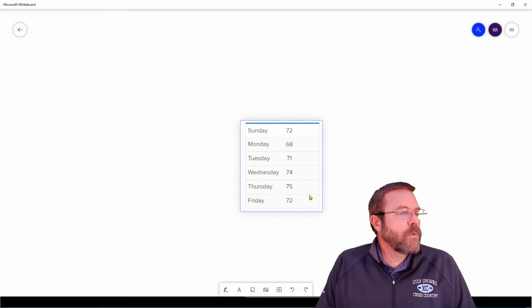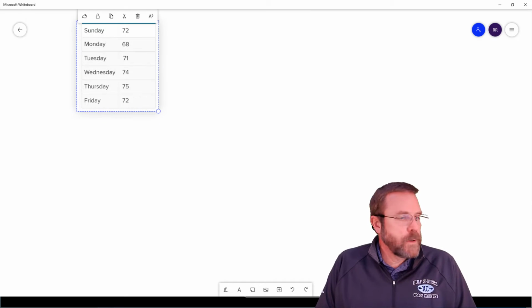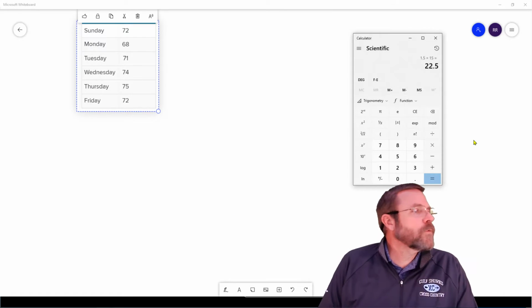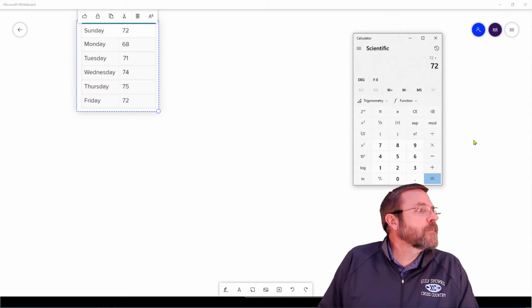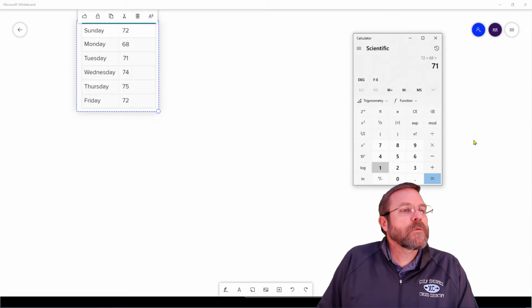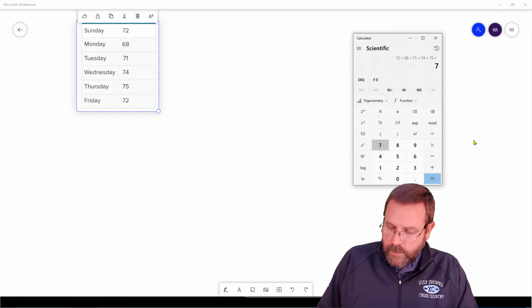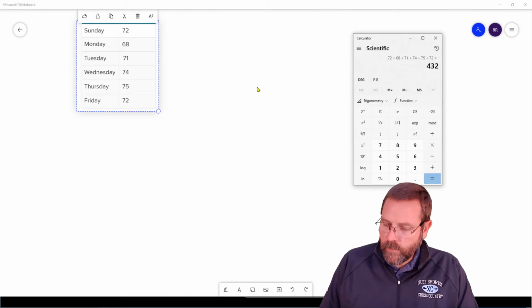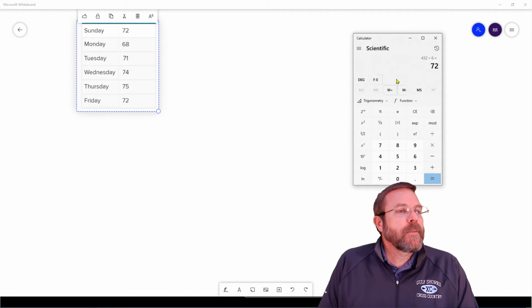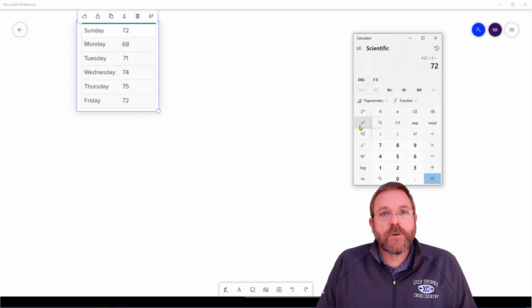Alright, so with the outlier, I'm going to grab a little sum. We've got 72 plus 68 plus 71 plus 74 plus 75 plus 72, and when we do that, it equals 432. There are 1, 2, 3, 4, 5, 6 values, so we're going to divide that by 6, and that gives us an average temperature of 72 degrees.